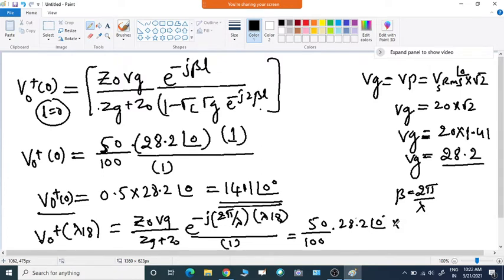So this into, now we can find out the value of this. Lambda gets cancelled and 2 by 8 gives us e power minus j pi by 4. So you can find out the value of this: cos pi by 4 minus j sin pi by 4. Cos pi by 4 is cos 45, which is 1 by root 2, 0.707, minus j 0.707. So this is the value of this one. Now multiply all these things and you can get the value of V0 plus of lambda by 8. Tell me the value. So what is V0 plus of lambda by 8?